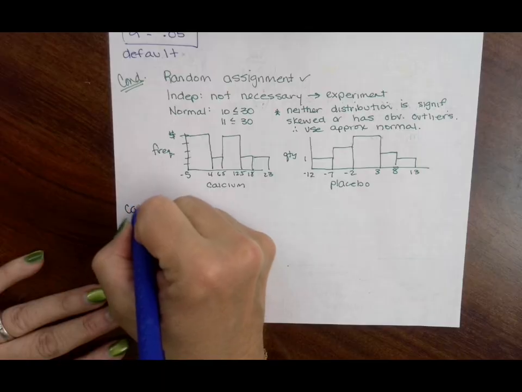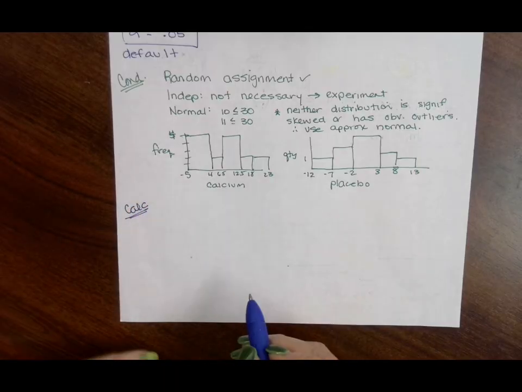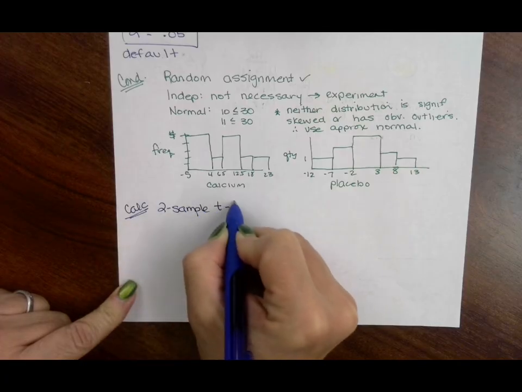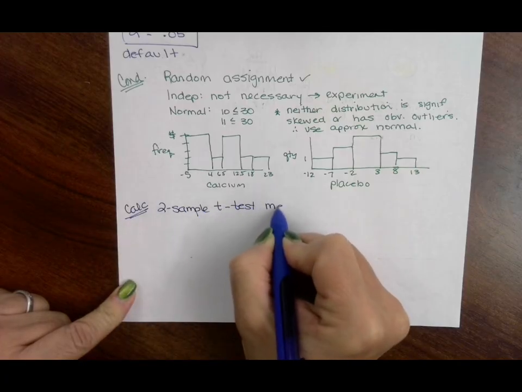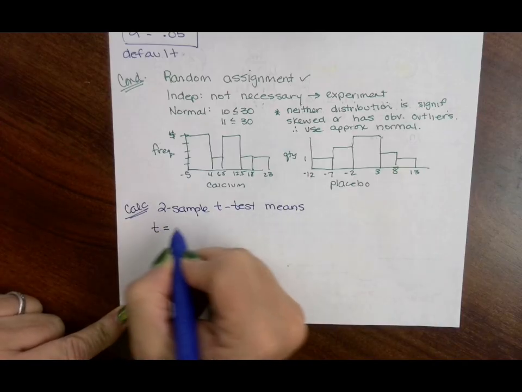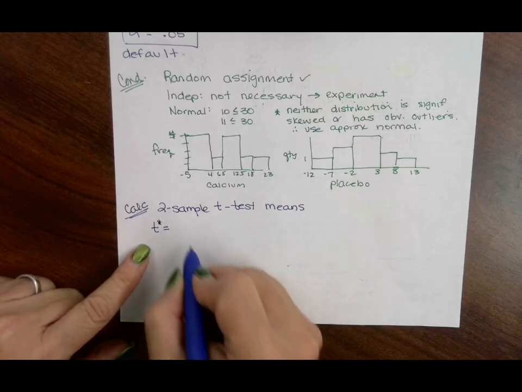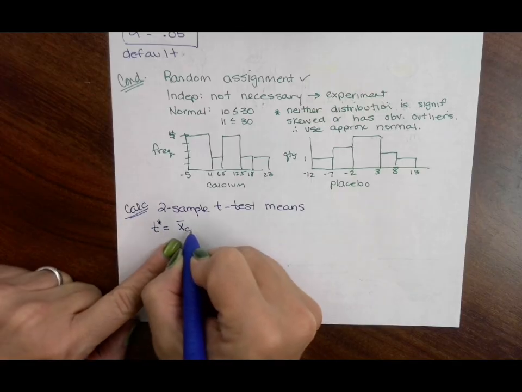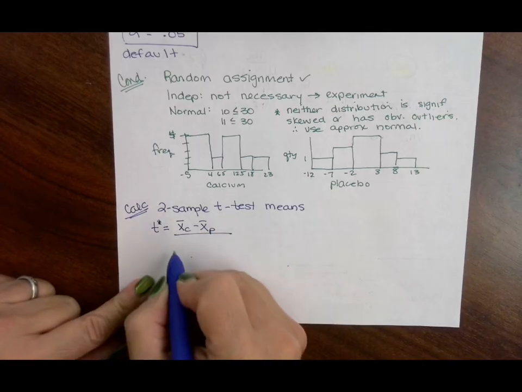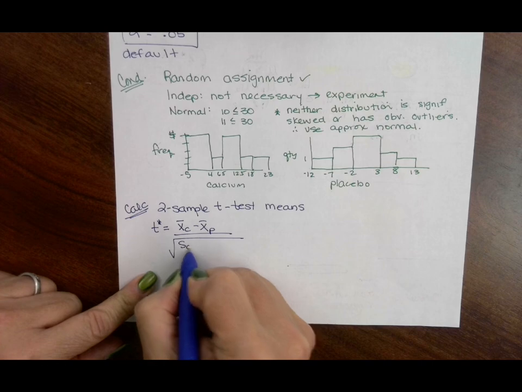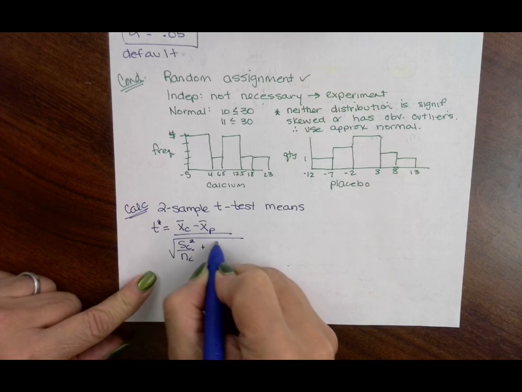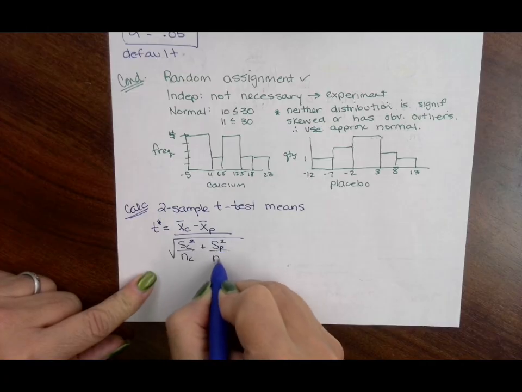So we go down here to calculations. What am I using? I'm using a 2-sample t-test for means. Here's my t-star value that I'm going to calculate. I have my calcium minus my placebo, minus 0, so I'm going to leave that off, over the square root of the standard deviation of the calcium squared over n calcium plus the standard deviation of placebo squared over n placebo.